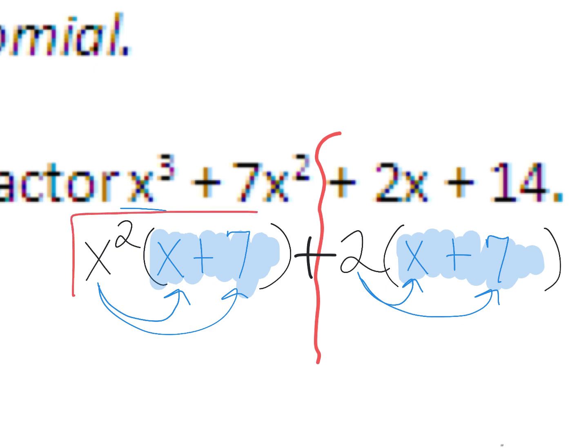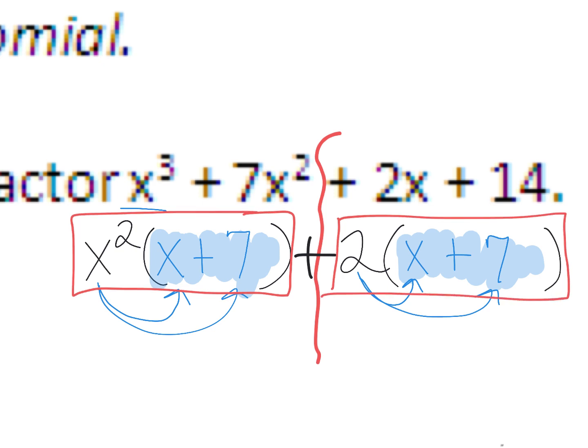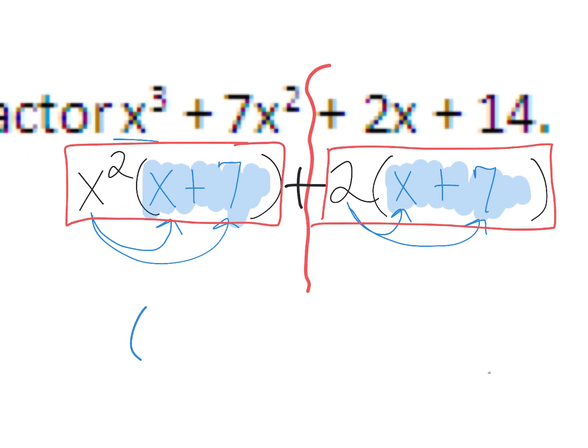If you look, this is a term right here. You can put a box around it. We also have a term here. The factor that those 2 terms have in common, the thing that is the same in both of those red boxes, is the x plus 7. So you could pull the x plus 7 out of the problem.